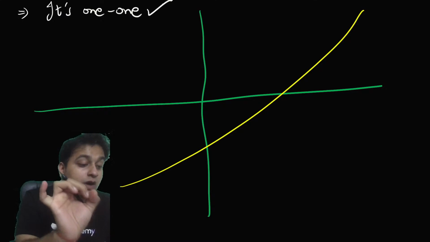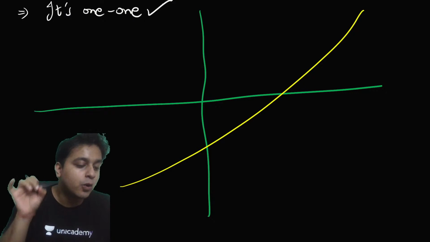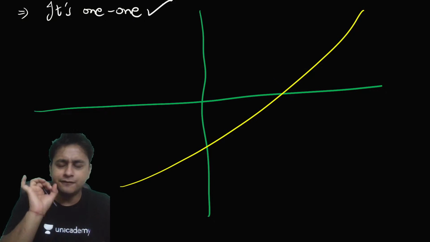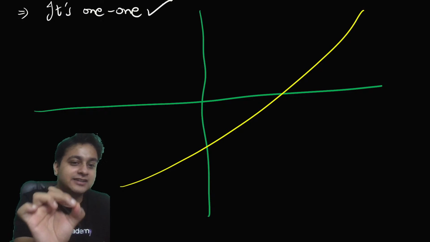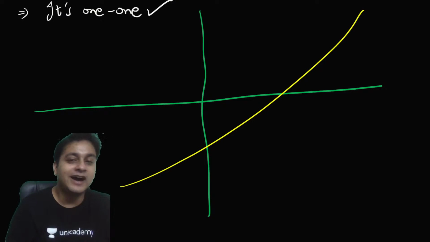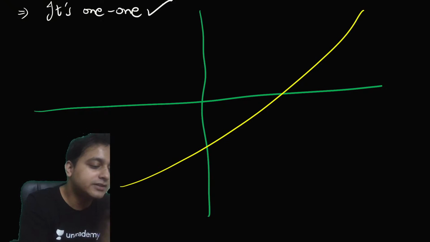Now I would like to ask you guys, tell me whether this will be onto or not. How will you justify your statement? Very interesting way. I'll just write that statement. You will just fall in love with that statement. So guys, you have to understand why and how you have to write whether this function is onto or not.